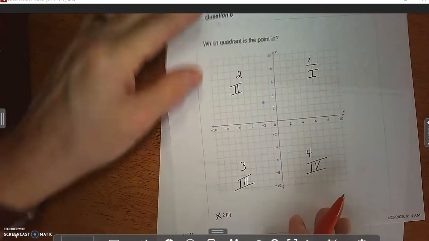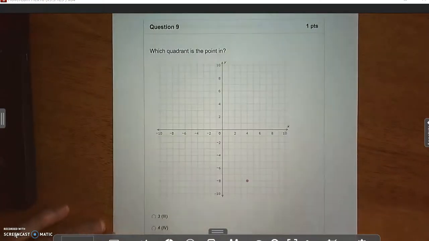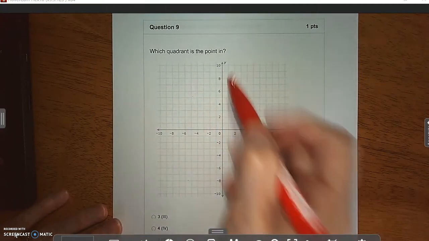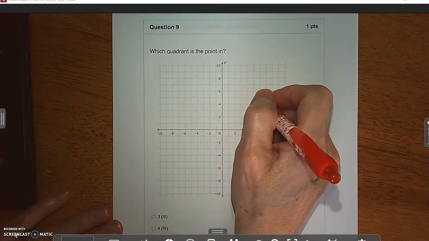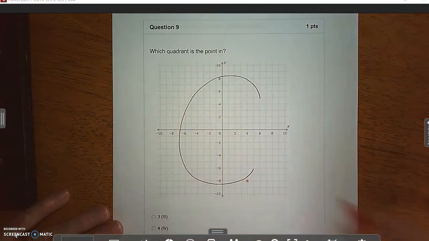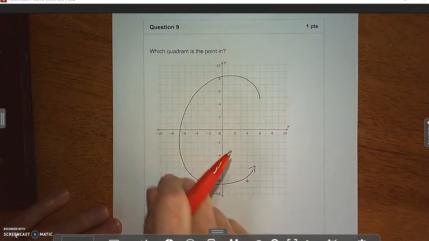1, 2, 3, 4. Alrighty, number 9 is a similar question. It says, what quadrant is our point in? And again, 1, 2, 3, 4. You can think about it if you're a Chicago Cubs fan or a Cincinnati fan. It makes a C if you're going in the right direction. 1, 2, 3, 4.